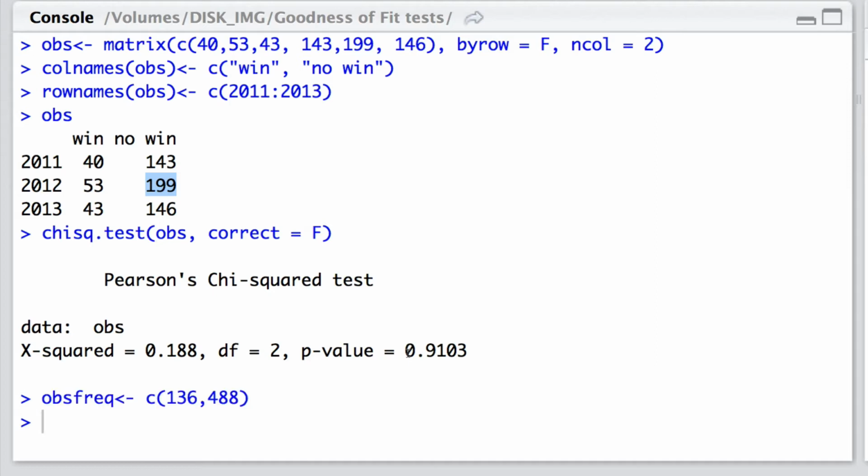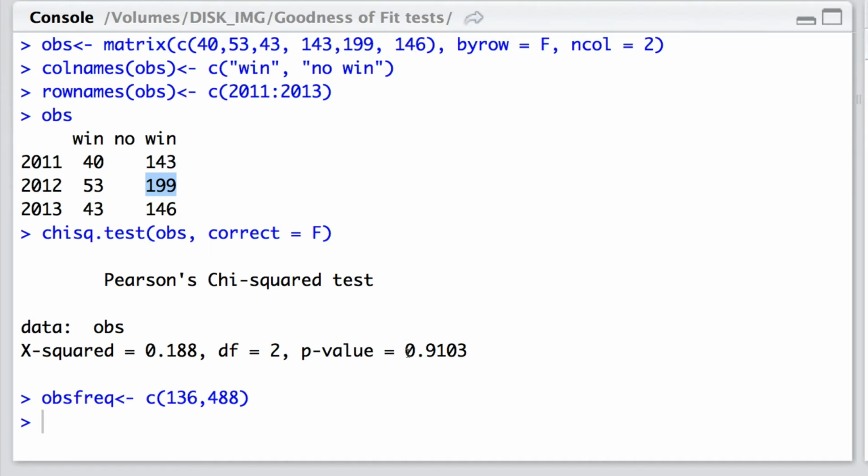There's the observed frequencies. Overall, 136 wins and 488 losses. Here's the question. Tim Hortons argue that there is a 1 in 6 chance overall of winning a prize. From the data that we have, our observations of 136 wins and 488 losses, can we reject the null hypothesis that the data are derived from a population with attributes 1/6 winning and 5/6 not winning?